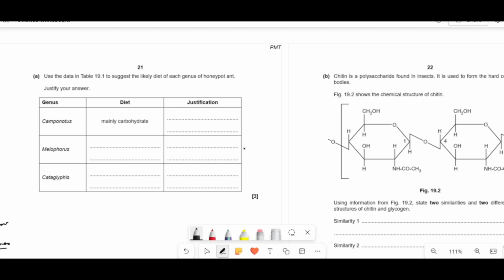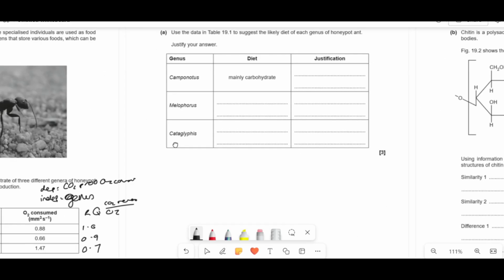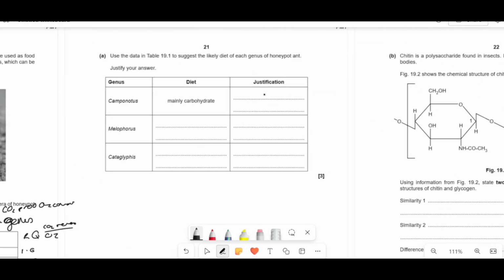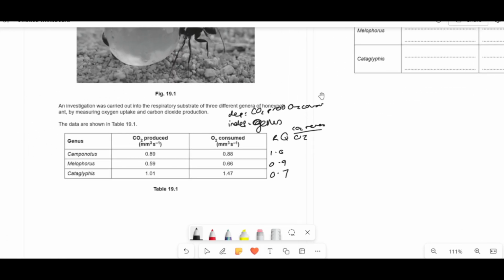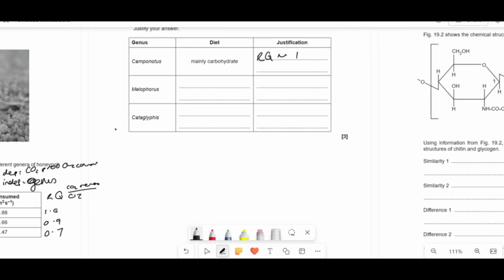So in this case, generally speaking, lipids have the lowest respiratory quotient. They need the most oxygen in and CO2 out. So that kind of gives it here as well. So in this first one, Camponotus, whatever, it's carbohydrates. Why? Because its RQ is roughly 1. Then in the next one, it's Melophorus. That's 0.9. It's probably going to be proteins, or it could be a lipid and carbohydrate mix. Could be the 2 of them.